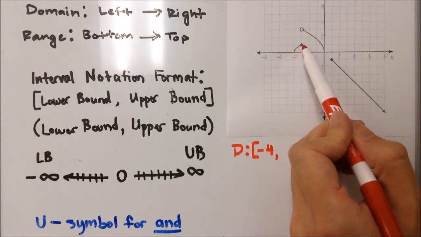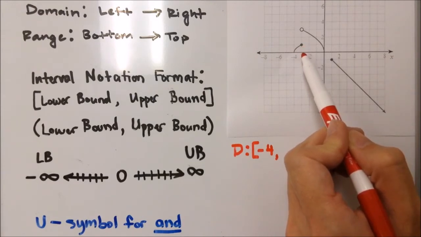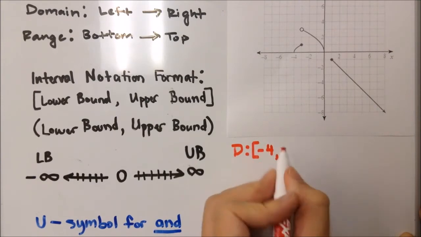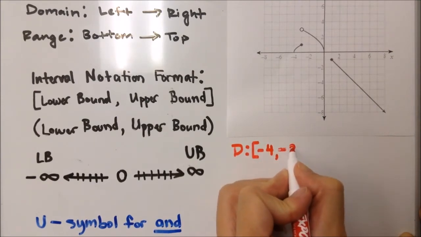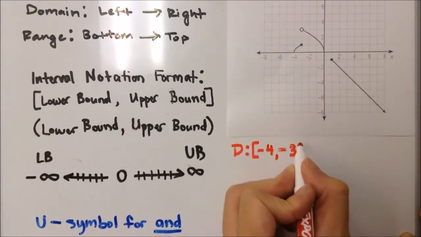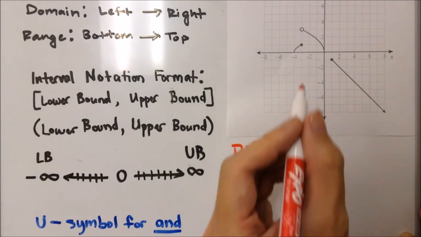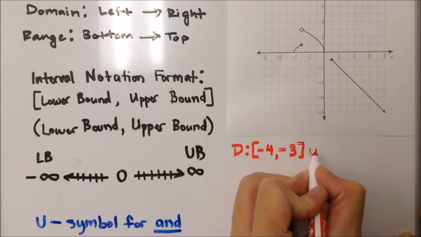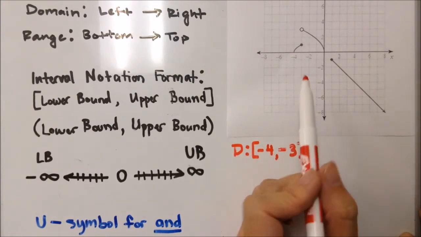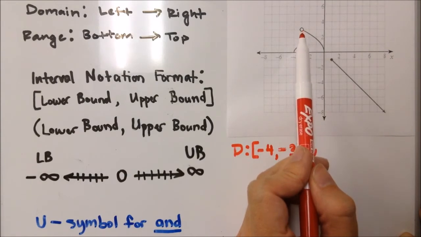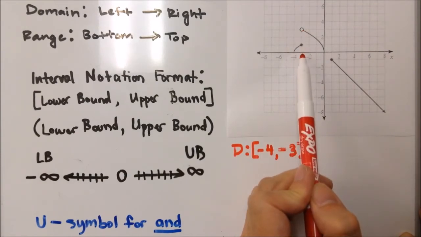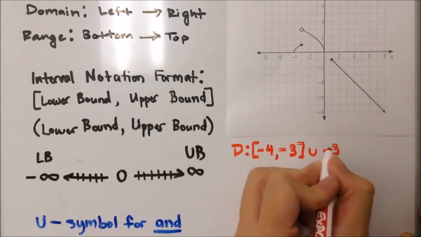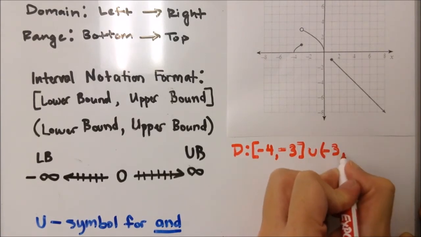If we look at this end right here, compared to the x-axis, it stops at -3. Okay, so -3. And since it's a closed circle, it's going to be a bracket. Now we're going to look at the second graph, so I'm going to use the symbol for and. Starting from the left of the graph, with respect to the x-axis, we can see that it starts at -3. With an open circle, we're going to use parentheses, and then comma.